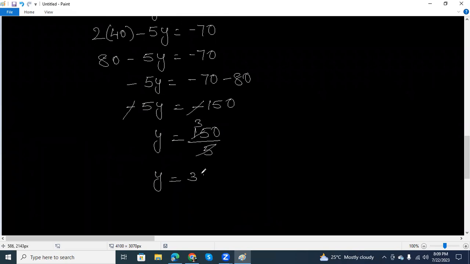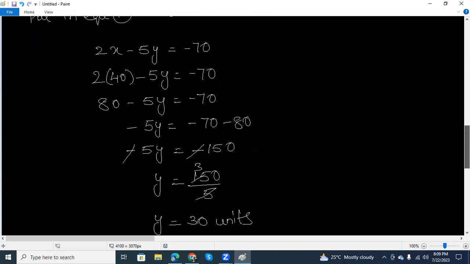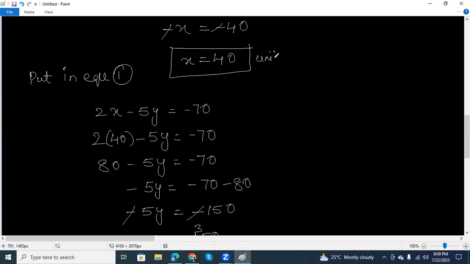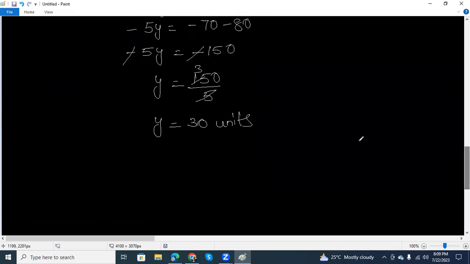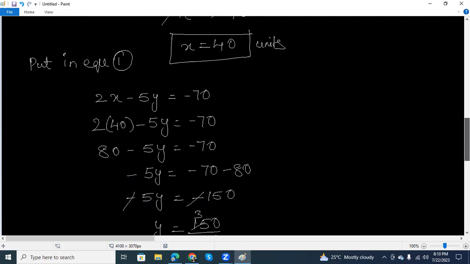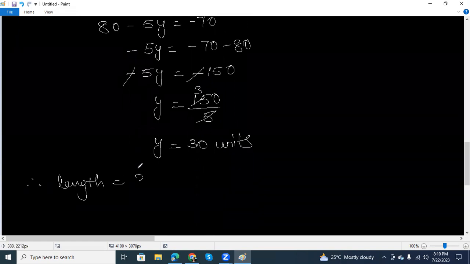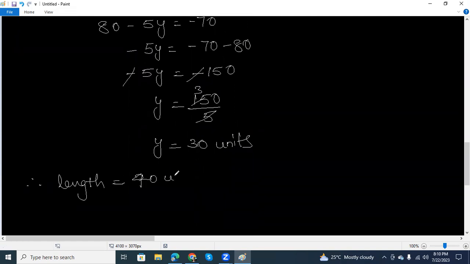So 30 units. Here x also has units. So x is the length, y is the breadth. Therefore, length is equal to how much we got for the x value? 40 units. Length is equal to 40 units, whereas breadth is equal to 30 units.